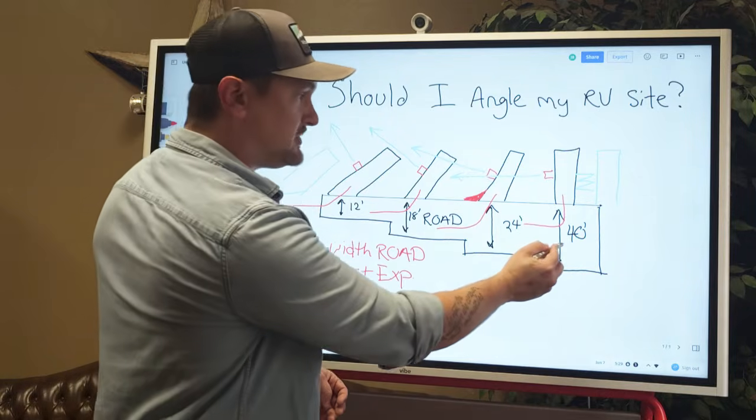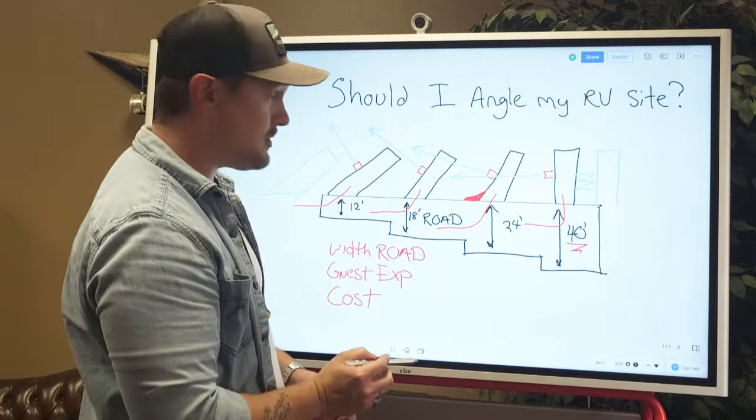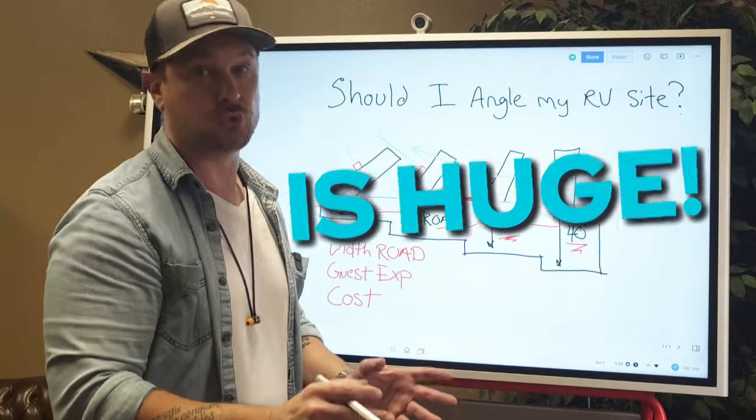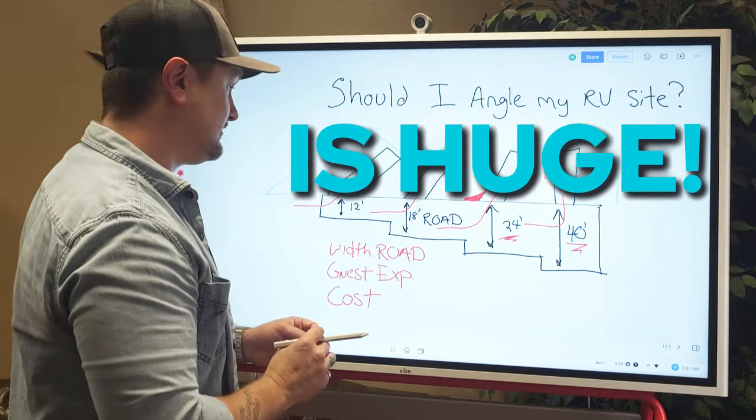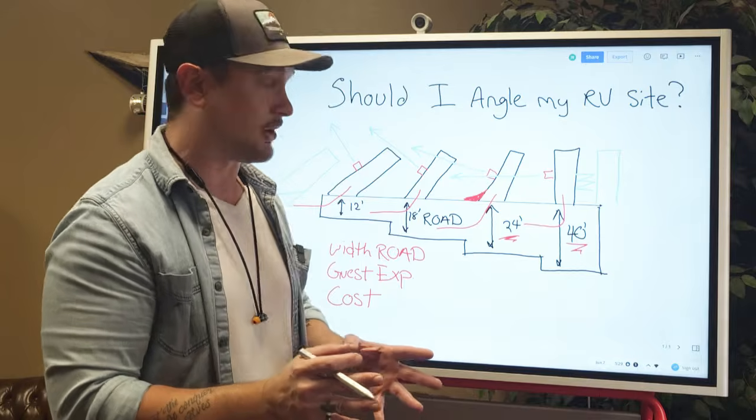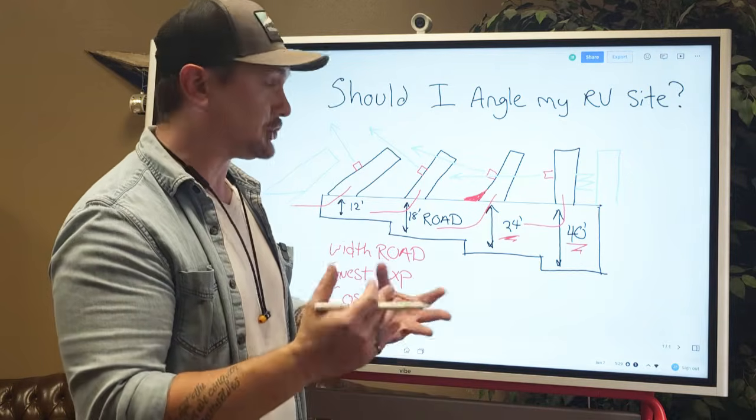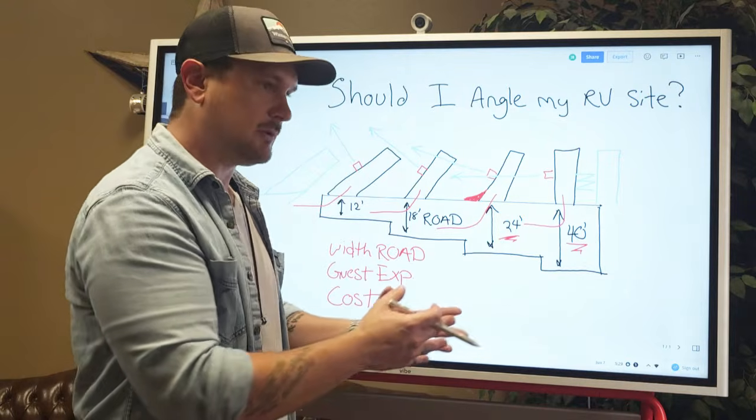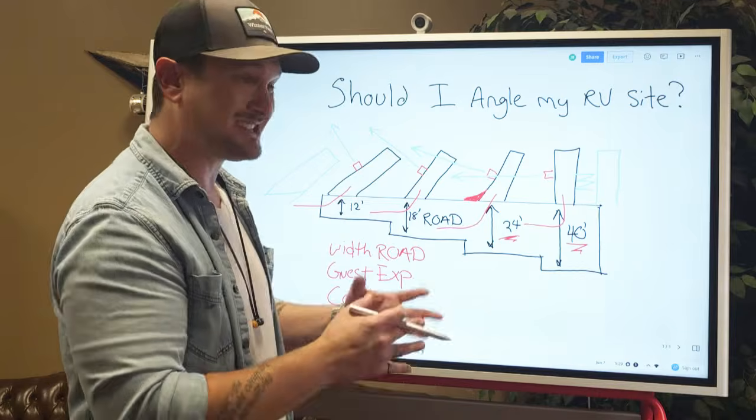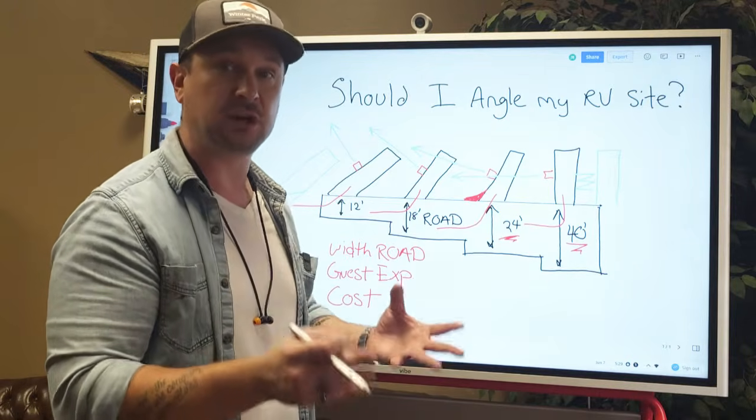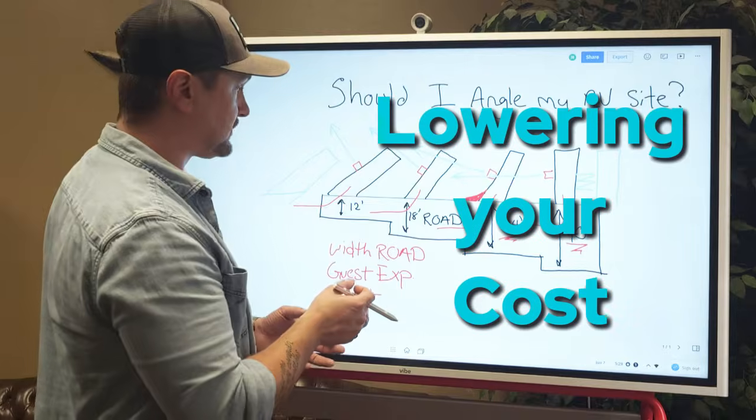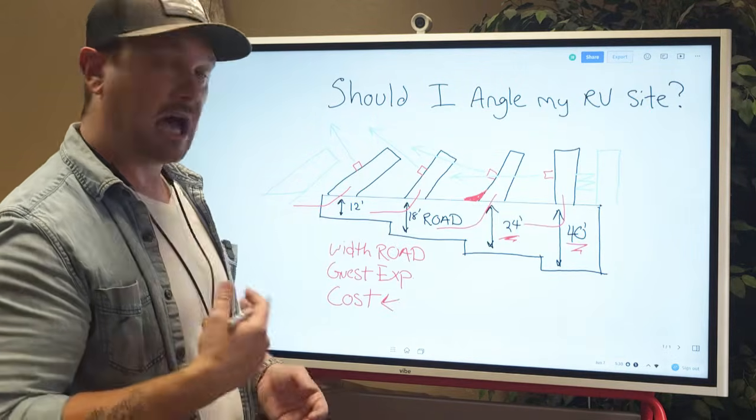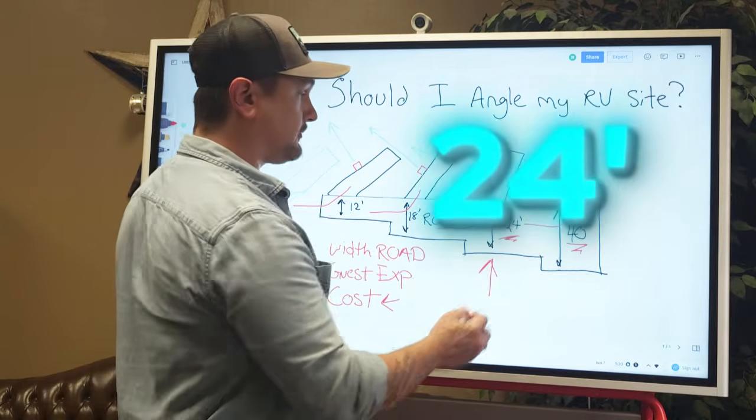Because the cost difference between a 40-foot road and a 24-foot road is huge. And if you're budgeting for your RV park, you're going to see that the infrastructure on the road, if you're doing it right and using the correct compaction methods and gravel and/or asphalt or concrete, eats up a lot of budget to do it right. So lowering your cost is a big deal to me. So I prefer 24 foot.